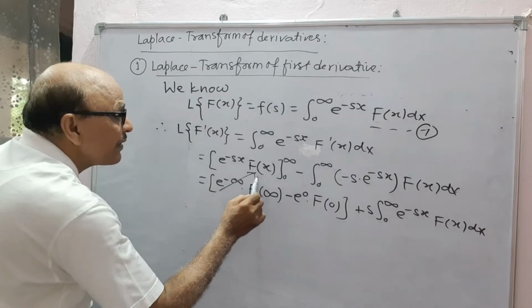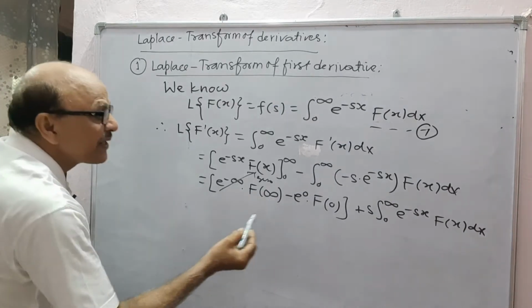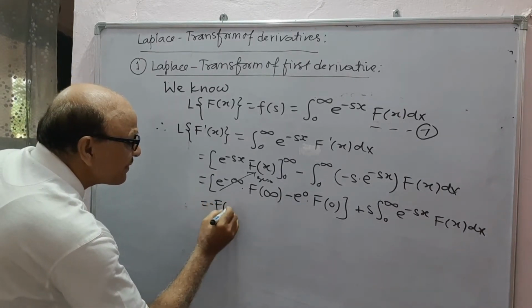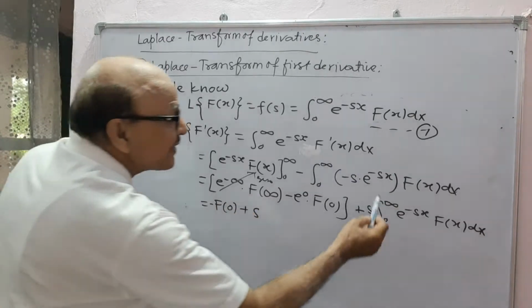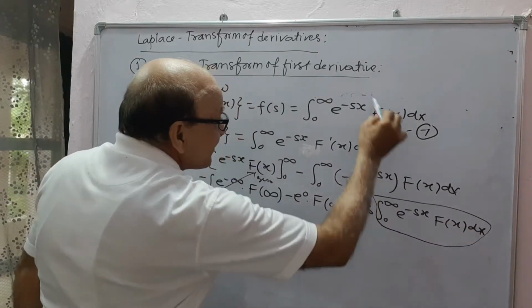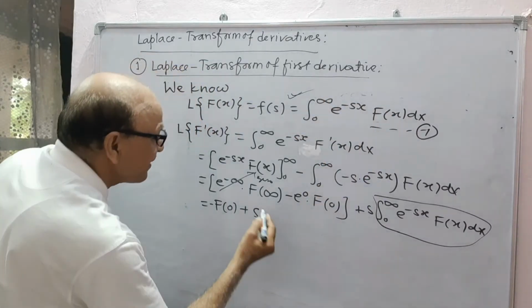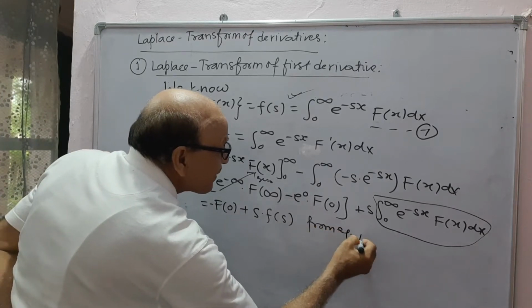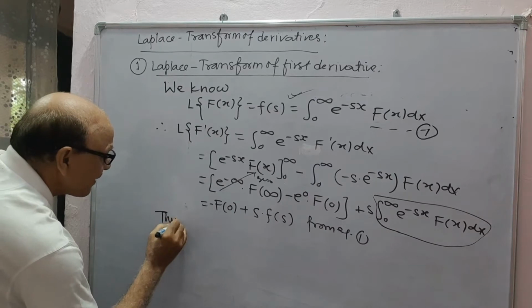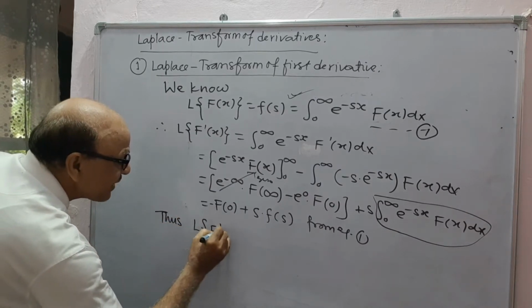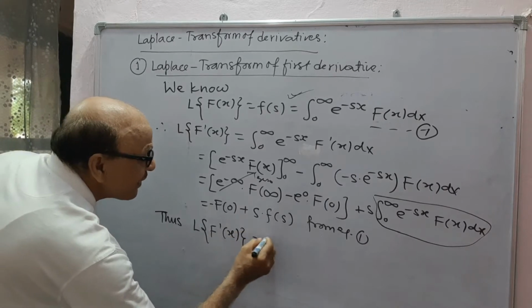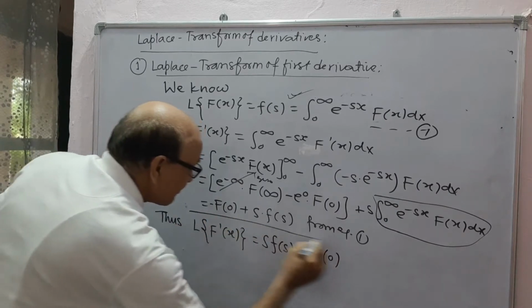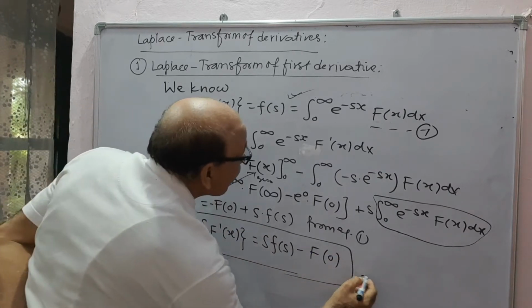This is 0, so first term becomes 0. This is 1, so this is minus f(0) plus s, and this quantity is equal to F(s) from equation 1. Thus the Laplace transform of first derivative f dash x will be equal to s F(s) minus f(0). This is, suppose, equation 2.